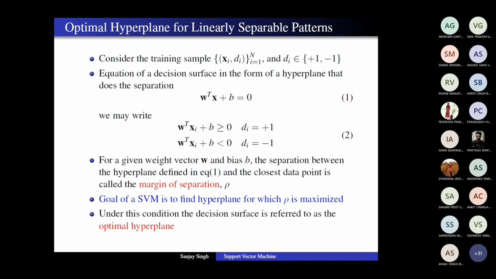So how do we go about this? Under this condition, the decision surface is referred to as an optimal hyperplane. If you are able to find rho which is maximized, whatever decision boundary we get is called the optimal hyperplane. Now we'll see how we are going to formalize this for the linearly separable case.